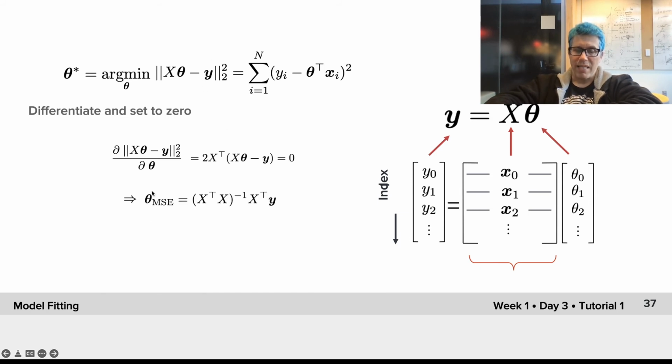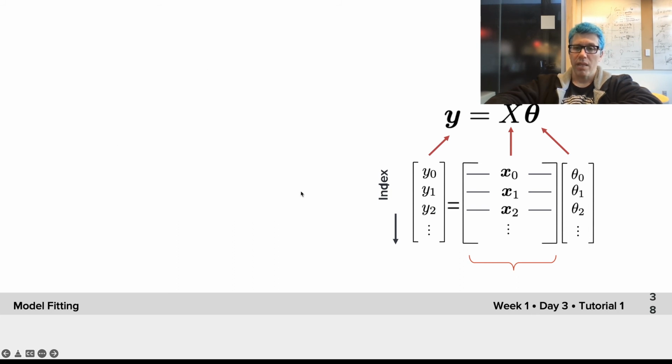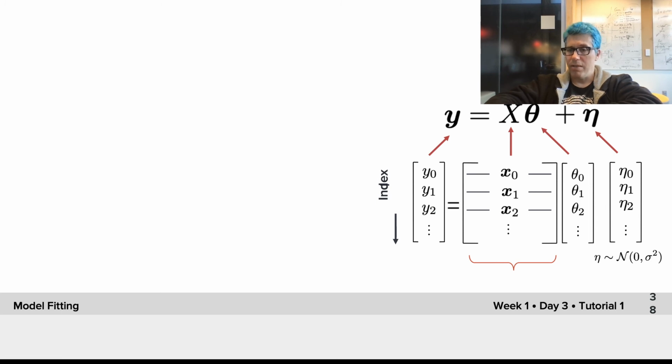And that means the best estimate that we get from mean squared error is x transpose x inverted, times x transpose times y. This is the equation for mean squared error regression. That's the equation for linear regression. So what do we have here? We have a correlation matrix, x transpose x, that we're going to invert, times x transpose times y. And then, of course, we have noise as before. Noise will be different; it will depend on the index.